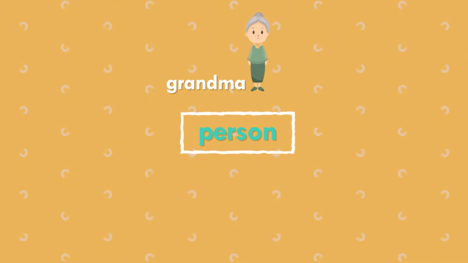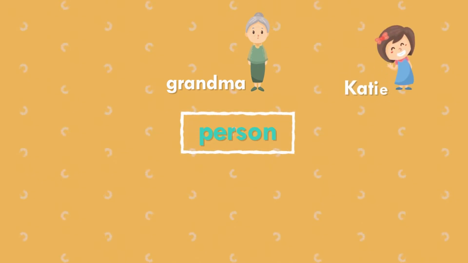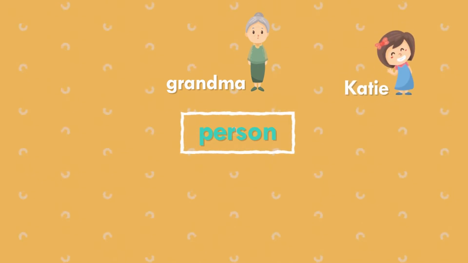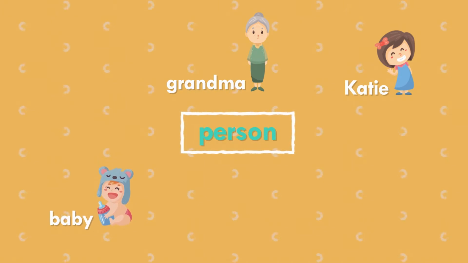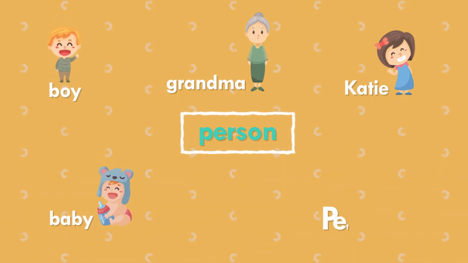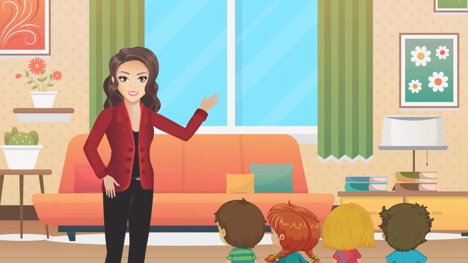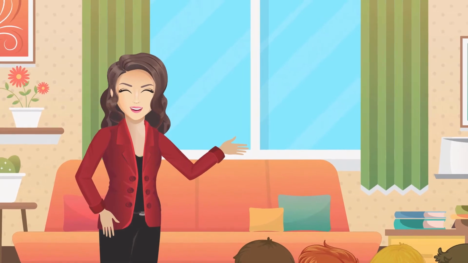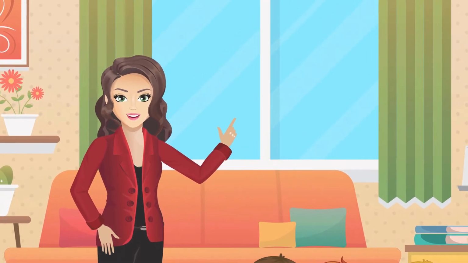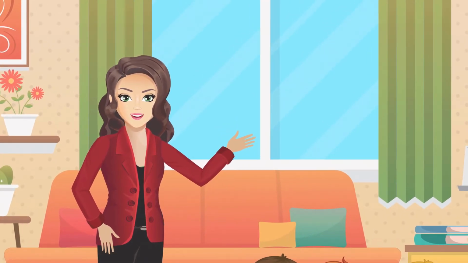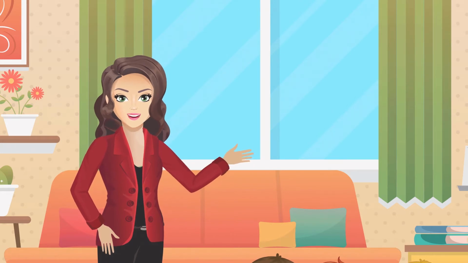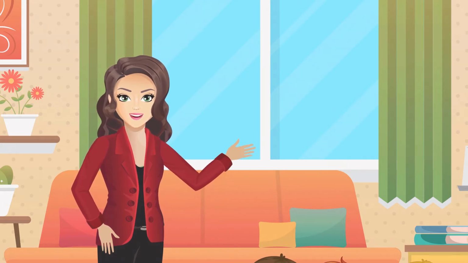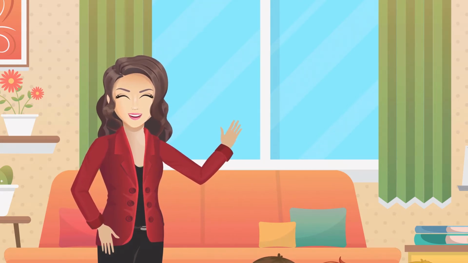Person: grandma, Katie, baby, boy, Peter. Can you think of some examples? Look around you. Who do you live with? Your mom? Your brother? Both are nouns.